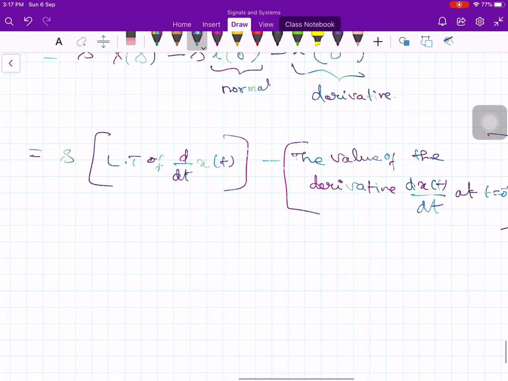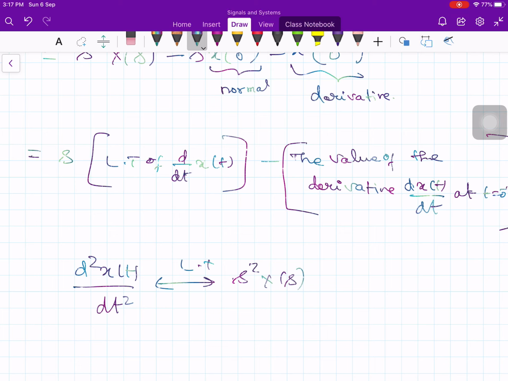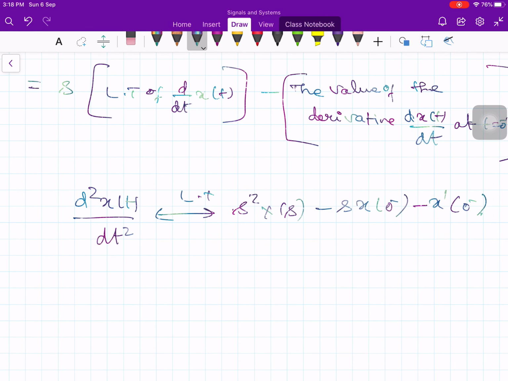Therefore finally, d squared x of t by dt squared, you take the Laplace transform, then you'll get s squared x of s minus s times x of 0 minus minus x dash of 0 minus. That's it. So the Laplace transform of the second derivative in the time domain, in terms of the Laplace transform of the original function, is given by this formula.